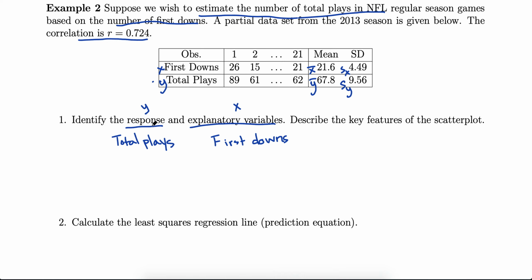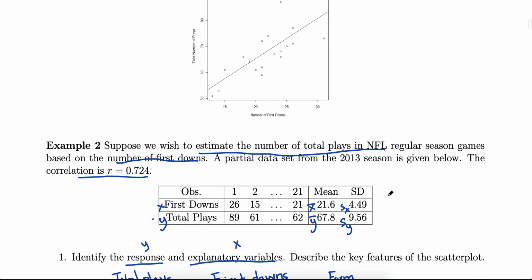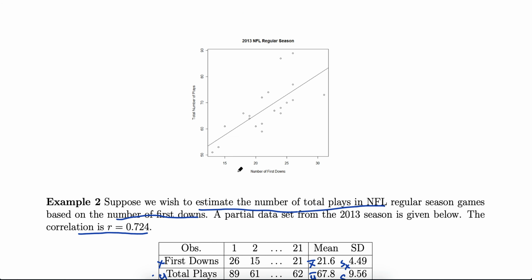Then they want us to describe the key features of this scatter plot. So remember our key features here. We had form, association, strength, and identifying any outliers in the plot. So if you take a look at the plot, sure, this agrees with what we just said. X, number of first downs, is going to be used to help us predict Y, total number of plays.